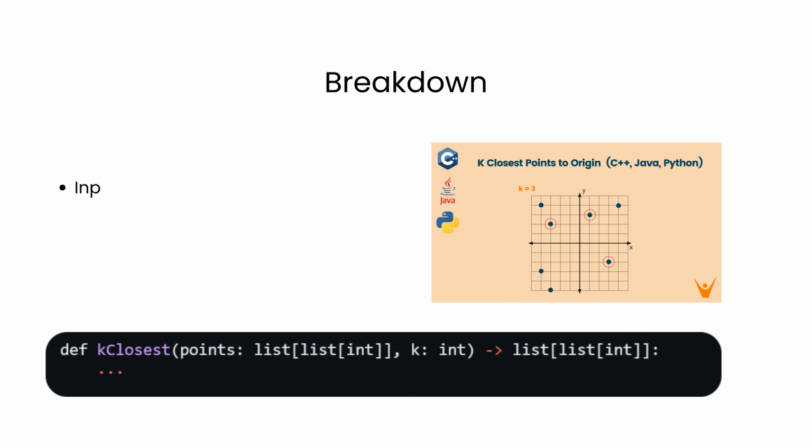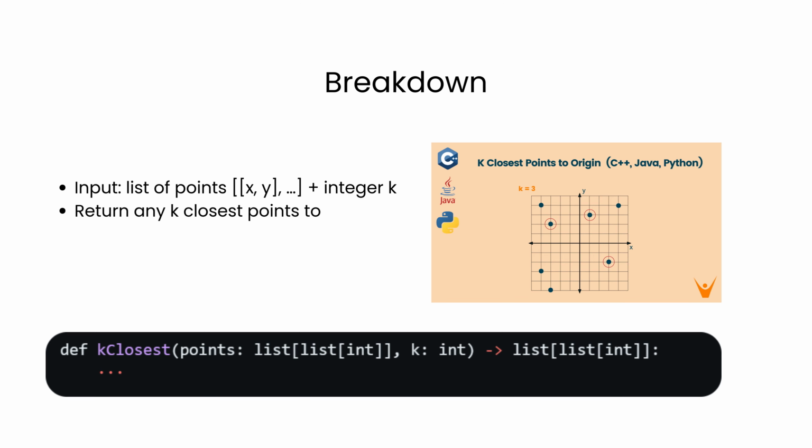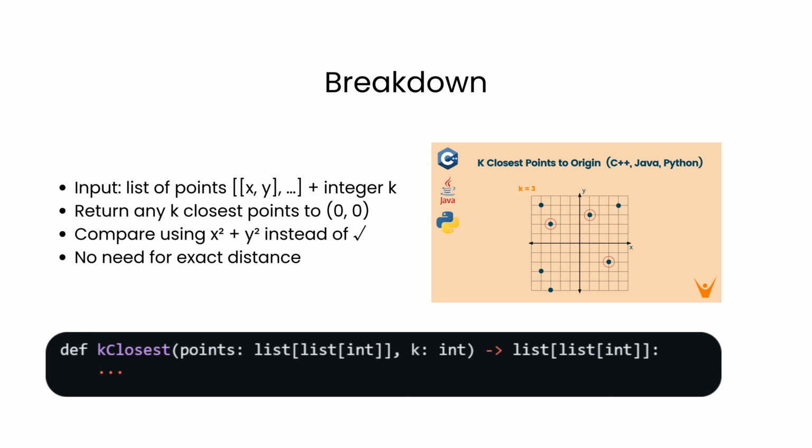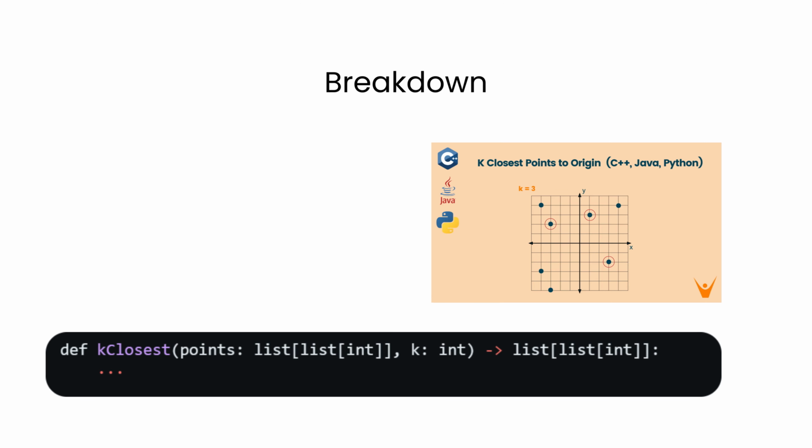Input: an array of points (x, y) and an integer k. We must return any k points closest to (0, 0) by Euclidean distance. Important: the actual distance, sqrt of x squared plus y squared, is monotonic with the squared distance, so we compare x*x plus y*y to avoid the square root.